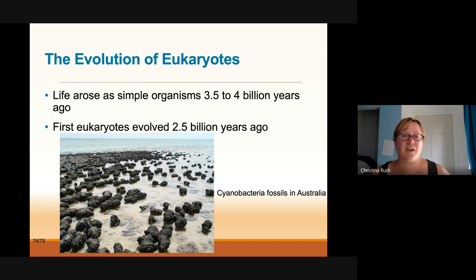The evolution of eukaryotes. The endosymbiotic theory is so cool. So life arose as simple organisms 3.5 to 4 billion years ago. And then the first eukaryotes evolved around 2.5 billion years ago. So the picture that you're looking at here are the cyanobacteria fossils that we find in Australia. Someday I'm going to get to Australia, and that's what I'm going to go and see. I mean, my family might go look at koalas, but that's what I want to see, those cyanobacteria.